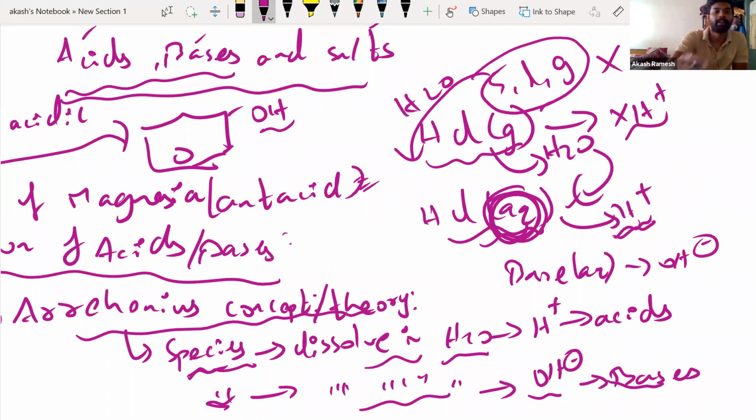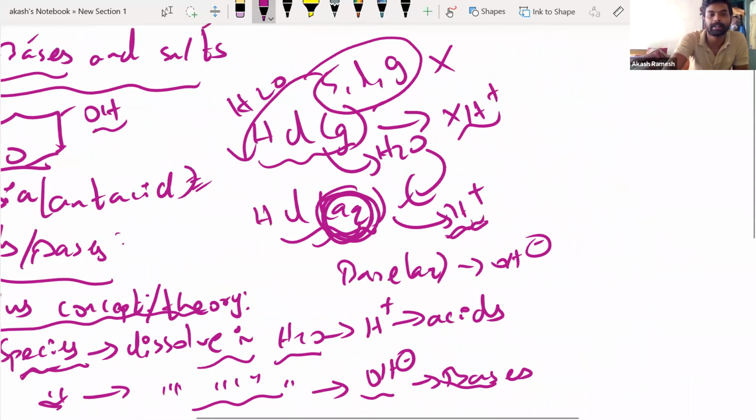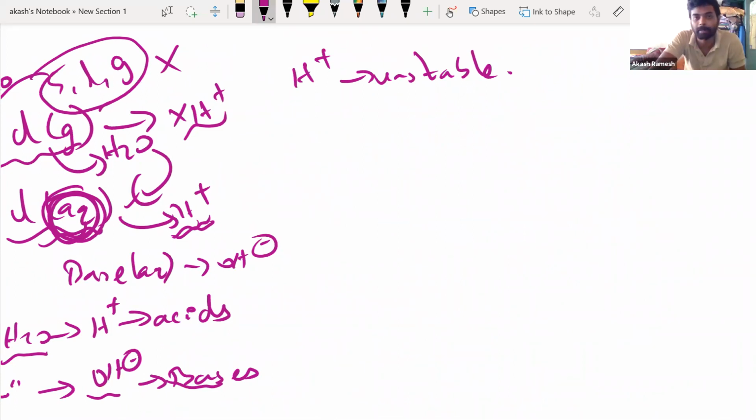Now, guys, sometimes what they will tell you is that these H plus ions we're talking about are very unstable. That means if you try to find them in the solution, after dissolving the chemical species in water, you will not find H plus directly, even though it's an acid. This H plus will be in some other form. Now what form will it be? Very simple, please understand.